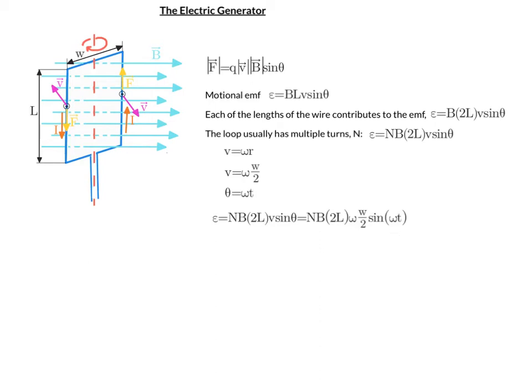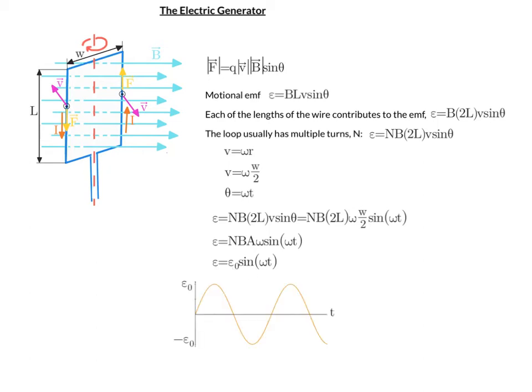we have omega t. So now we can cancel out the 2's, and the L times W will give us the area of that loop. So the EMF then will be NBA omega sine omega t. That means that we can set this quantity as the maximum EMF that this loop creates and call it epsilon naught. So then the EMF is epsilon naught sine omega t.